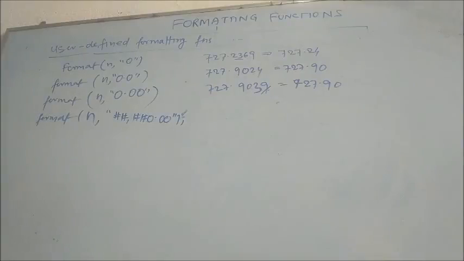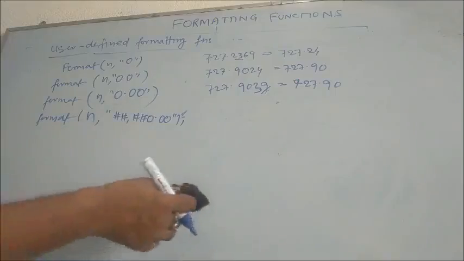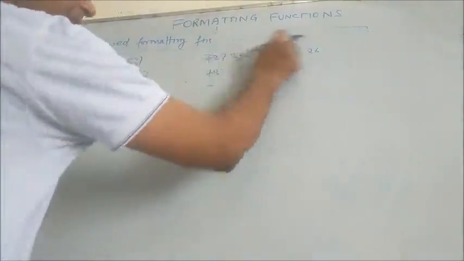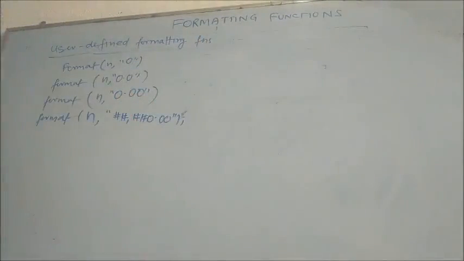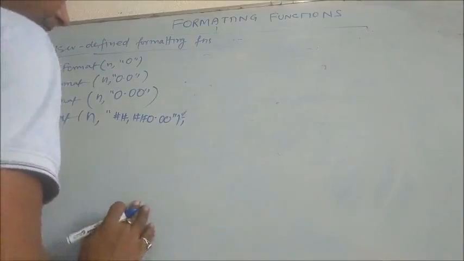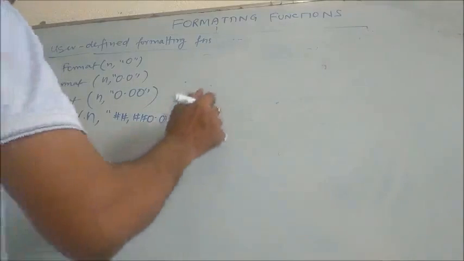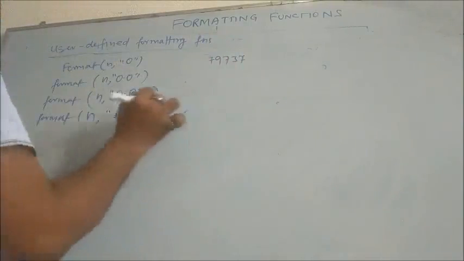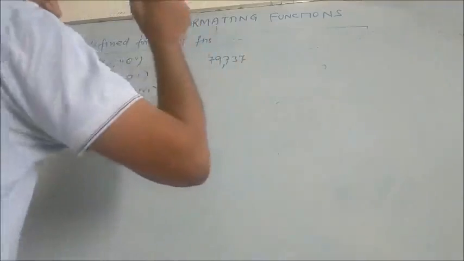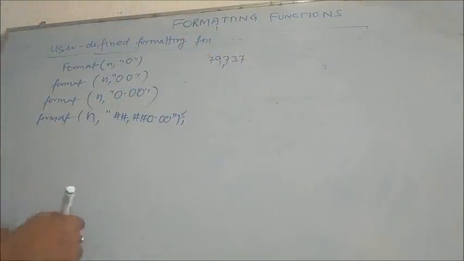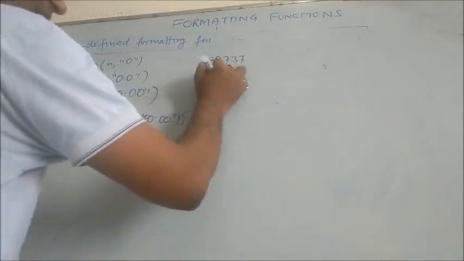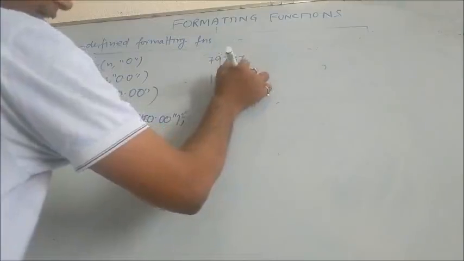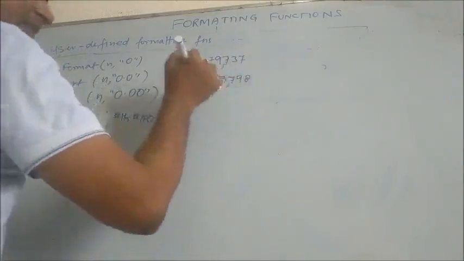Next is this one. That is very important. Whenever we are going to count something, we use certain things. Just see how it is happening. Let's say, for example, you are taking 7, 9, 7, 3, 7, and if you are using this thing, it will be like this. Again, if it is 1, 0, 3, 7, 8, 9, it will be like this, and like this.